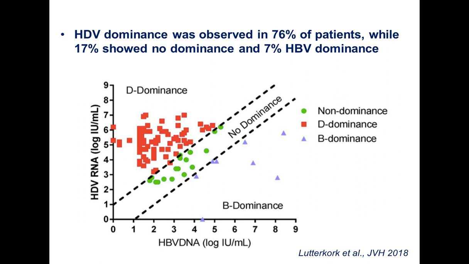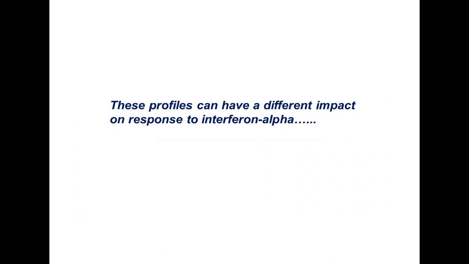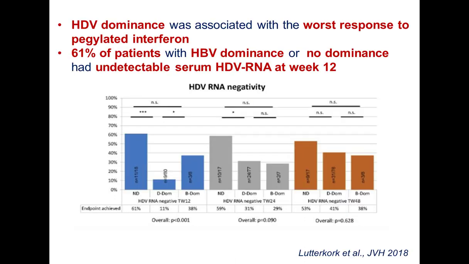These different profiles are associated with a different response to interferon alpha, which so far is the only currently available drug against HDV. In particular, and as expected, HDV dominance was associated with the worst virological response to interferon alpha. Conversely, around 60% of patients with HBV dominance or no dominance successfully responded to treatment.